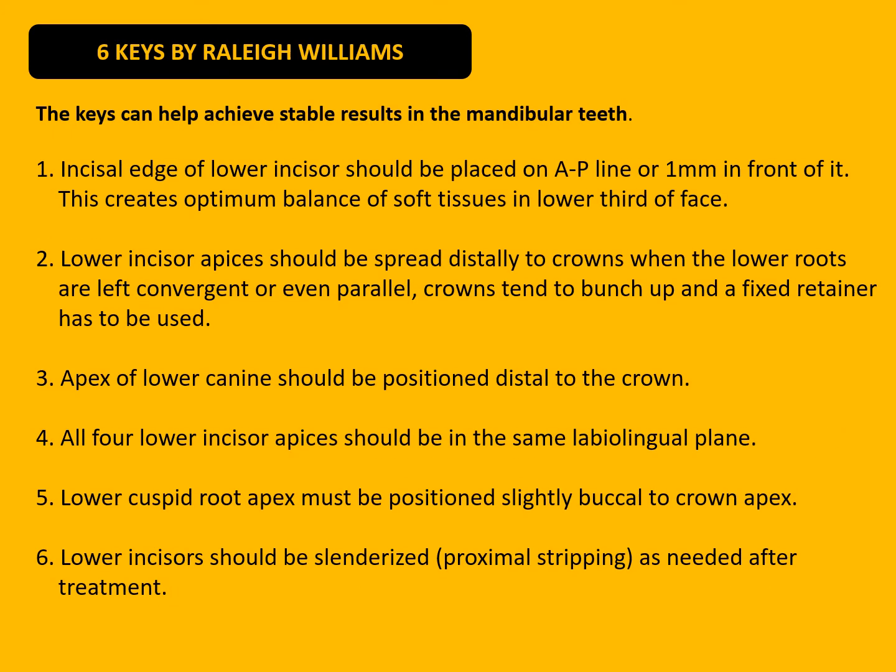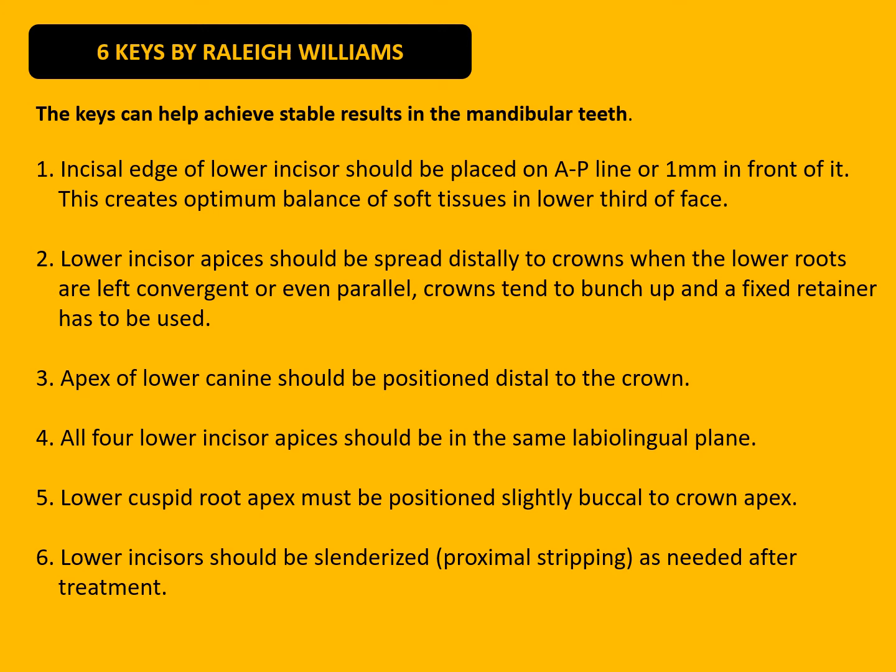There are also 6 keys which you need to remember. These keys can help achieve stable results in the mandibular teeth. Key 1 is the incisal edge of the lower incisor should be placed on the APo line or 1 millimeter in front of it. That is the A-Pogonion line or 1 millimeter in front of it. This creates an optimum balance of soft tissues in the lower third of the face.